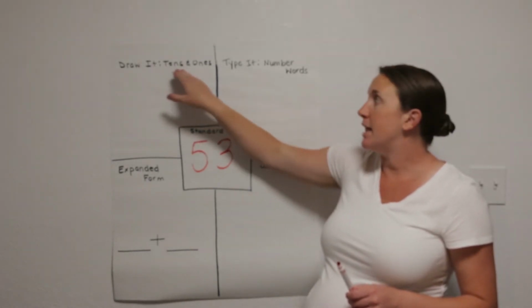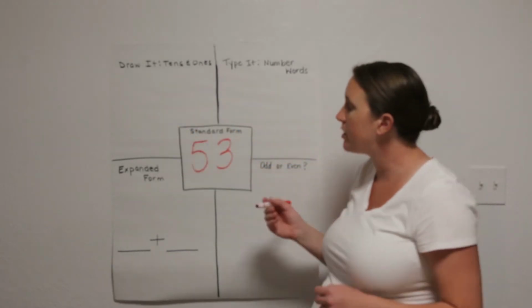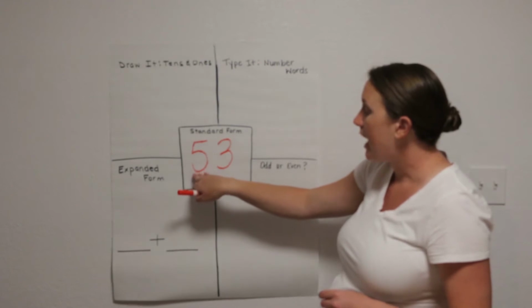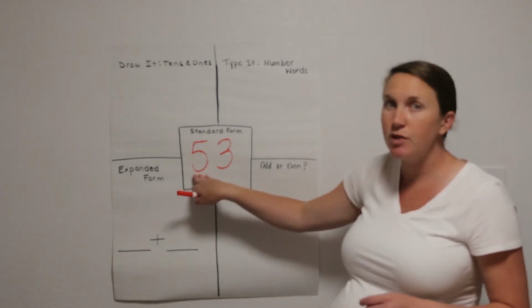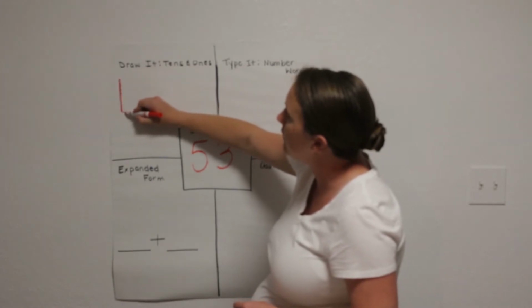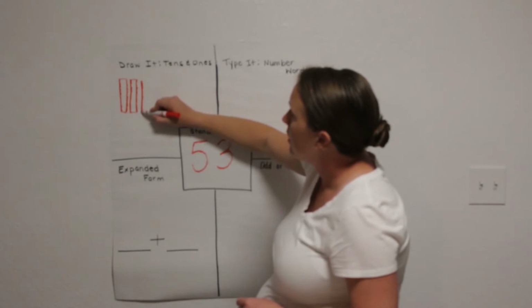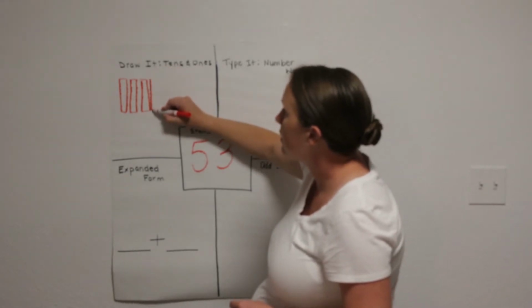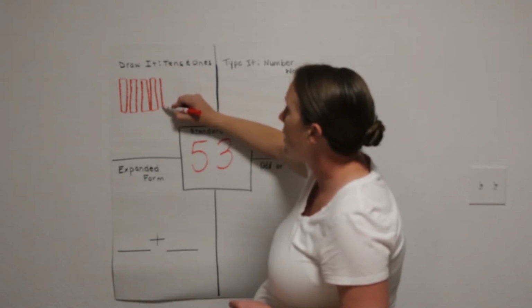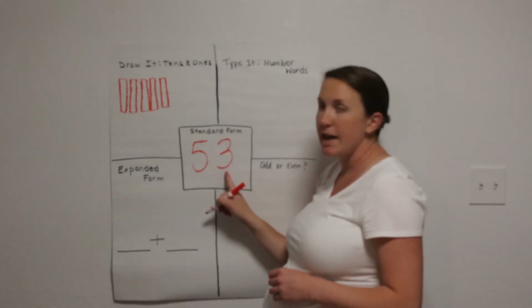So I'm going to use my tens and my ones to draw it over here. So I'm going to start with my tens place. I have 5 in my tens place, which represents 50. So I'm going to draw those. I have 10, 20, 30, 40, and 50. Then in my ones place, I have 3.